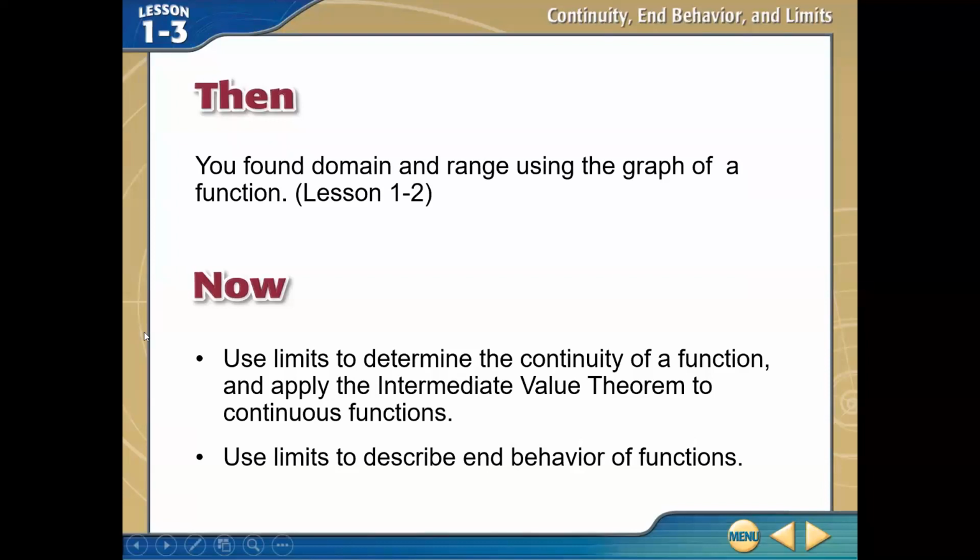So here's what we're talking about. In lesson 1.2, we found the domain and range. We talked about symmetry of functions as well. Now what we're going to do is use limits to determine the continuity of a function and apply the intermediate value theorem to continuous functions to approximate zeros and give intervals where a zero will occur.